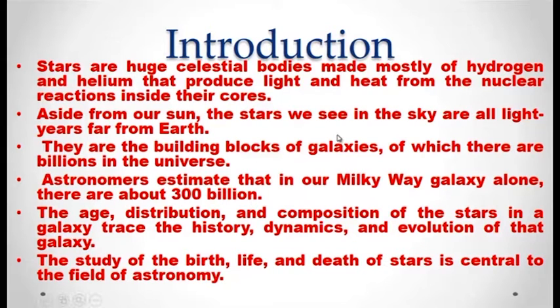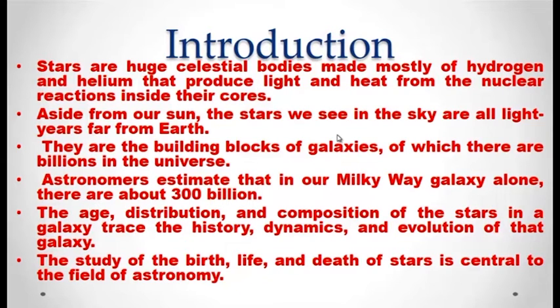These stars appear as glittering ones in our night sky. Some stars will be more glittering, some stars will be fainter. Like that, there will be variation in their glittering intensity. Our sun is the nearest star to us. Aside from our sun, the stars we see in the sky are all light years far from Earth.